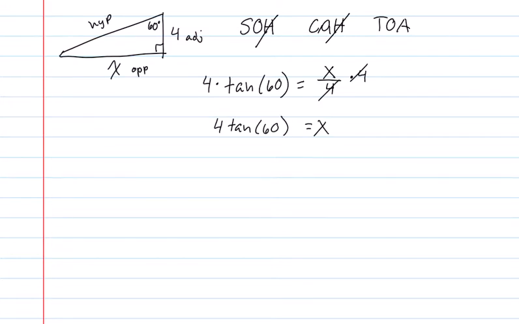And my directions probably tell me to round to the nearest tenth, hundredth, or thousandth. So I'm going to type 4 times the tangent of 60 into my calculator. And I'm going to get x is approximately equal to 6.93. All right, so that is using a trig function to find a missing side. And now let's look at another example to find a missing angle.